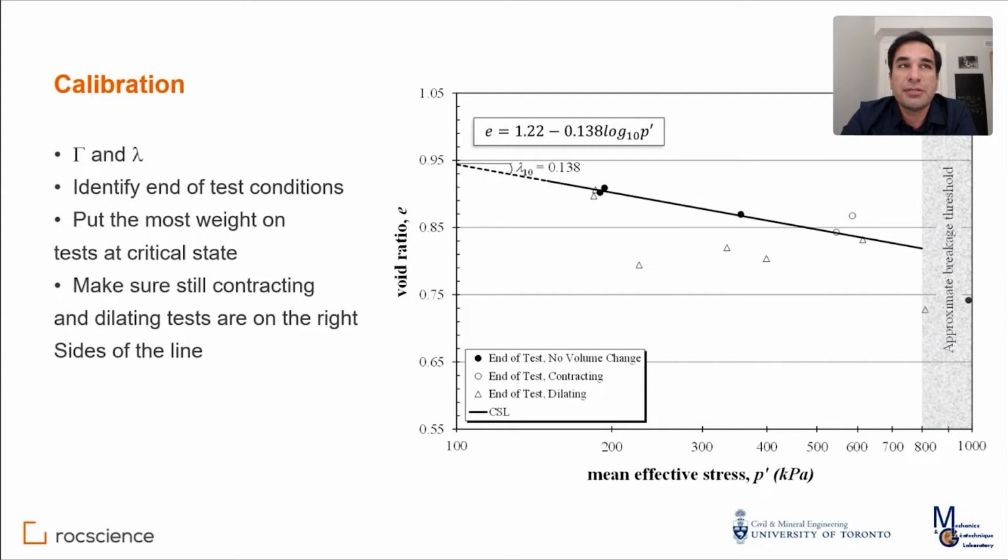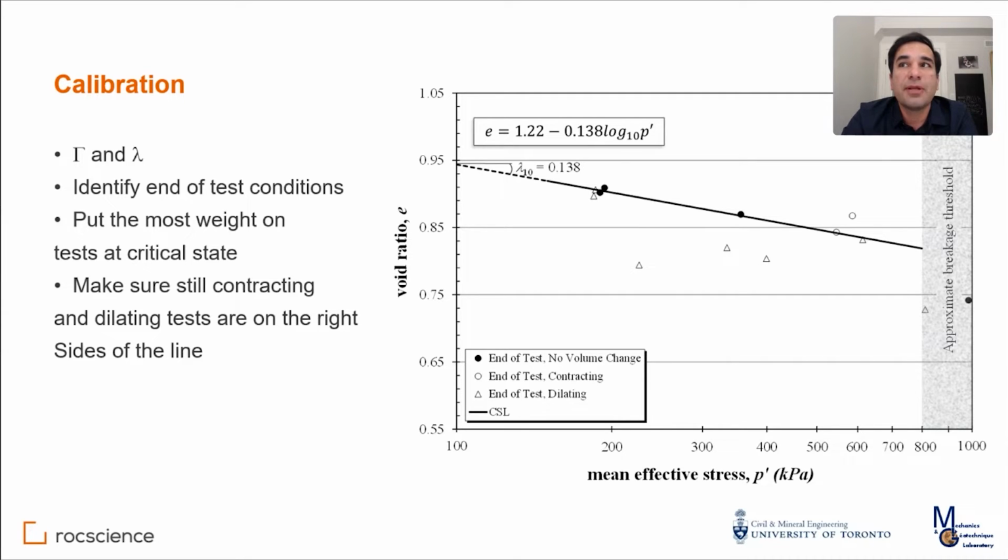Basically, you want to shear your samples to large strains, and once you get as far as you can, whether to the limits of your equipment or because you're seeing shear banding and the sample's falling apart, you stop, you freeze the sample, you make sure you get the correct void ratio, and at that point, you plot this void ratio against the mean stress at the end of the test. It's important to identify what the sample was doing at that point.